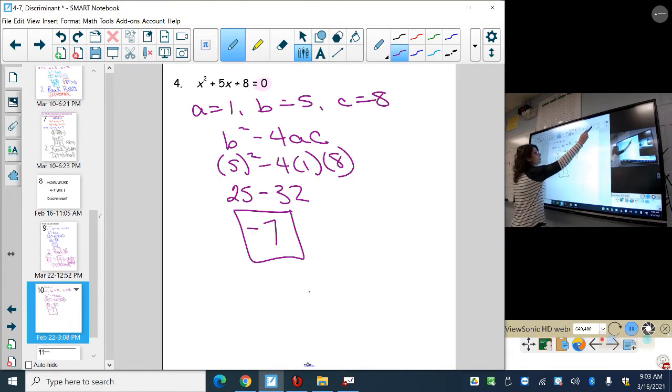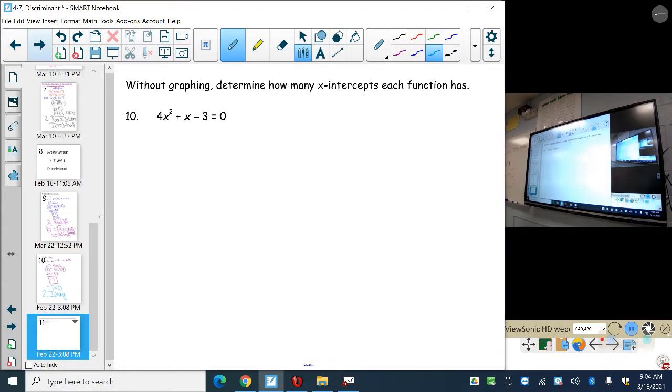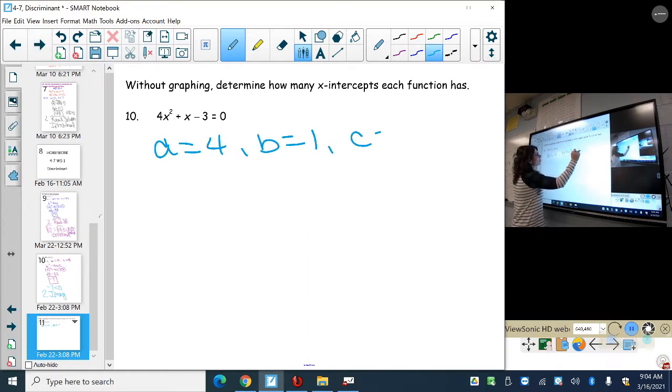Now, you are going to then compare and contrast negative 7 to 0. It is less than it, so I'm going to have two imaginary roots. Two imaginary roots. The last one I'm going to do, it's already set equal to 0. a is equal to 4, b is equal to 1, and c is equal to negative 3.